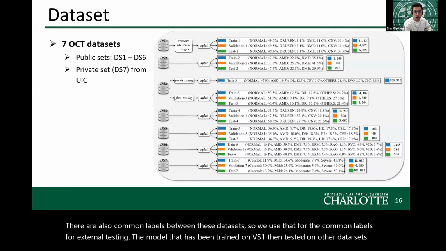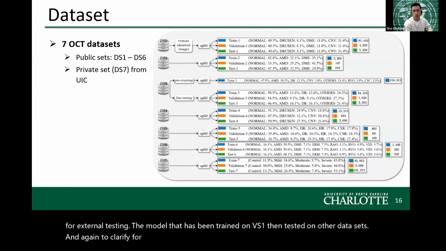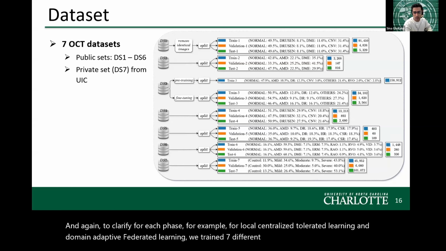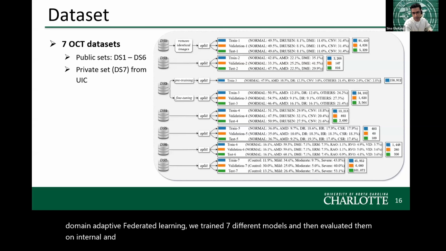And again, to clarify, for each phase, for example local, centralized, federated learning, and domain adaptive federated learning, we trained 7 different models and then evaluated them on internal and external test sets, except for DS7, which was a unique external data set coming from UIC.